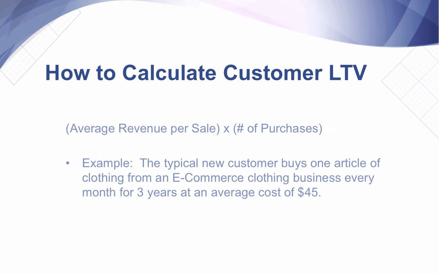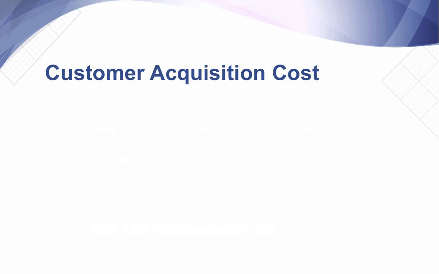Here's the example. A typical new customer buys one article of clothing from an e-commerce clothing business every month for 3 years at an average cost of $45 per article of clothing purchased. So you have $45 per purchase times the number of purchases, which is 36 months, the number of months in 3 years. So the average lifetime value of a new customer is $1,620. It's a little different way of looking at this, and this works. This can be game changing for business owners when they start to see this.